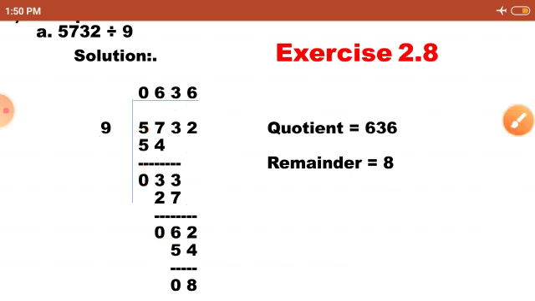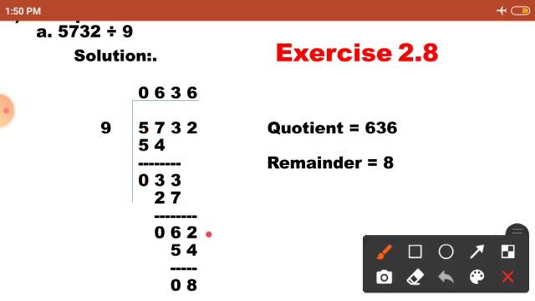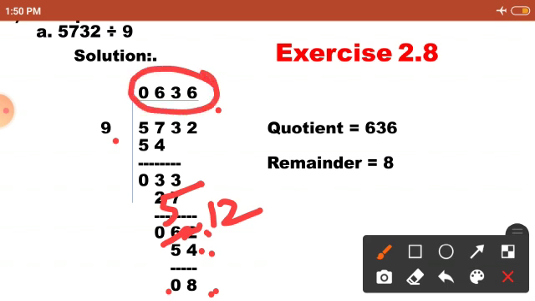Take the next number, that is what? 2. Now this will become 62. So 9 6's are what? 54. So just subtract both of these numbers. 2 minus 4. You can't subtract this. Borrow 1 from here. Now this will become what? 5 and this will become what? 12. So 12 minus 4 you will get what? 8. Here 5 minus 5 you will get 0. So the remainder is what? 8 and the quotient is what? 636.